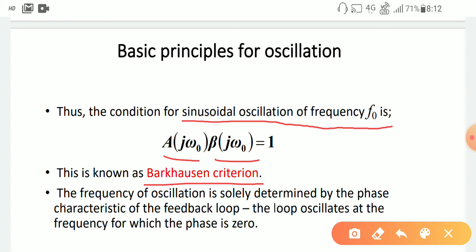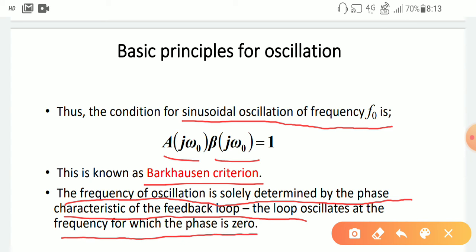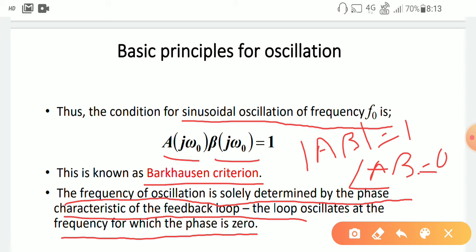The frequency of oscillation is solely determined by the phase characteristic of the feedback loop. The loop oscillates at the frequency for which the phase is 0, because the Barkhausen condition is determined as the magnitude of A beta equal to 1 and the angle of A beta equal to 0. So this is explained in this particular text.